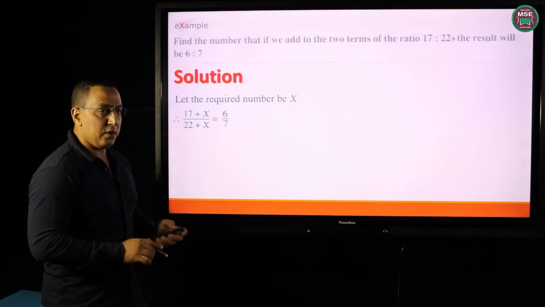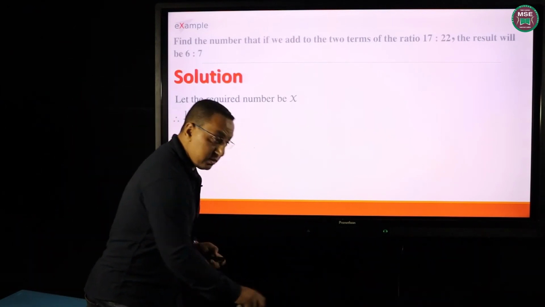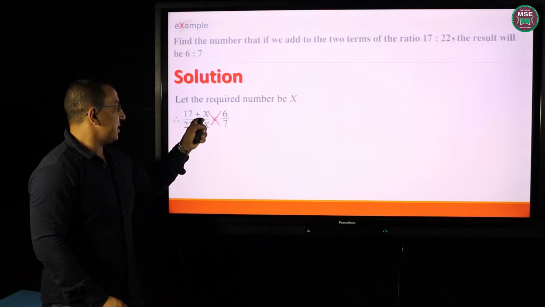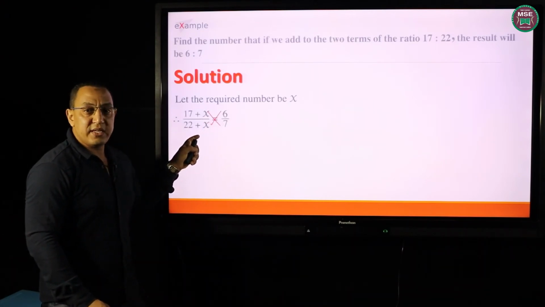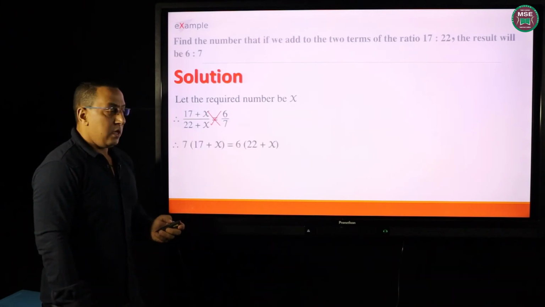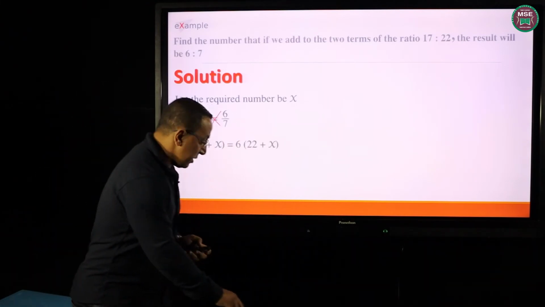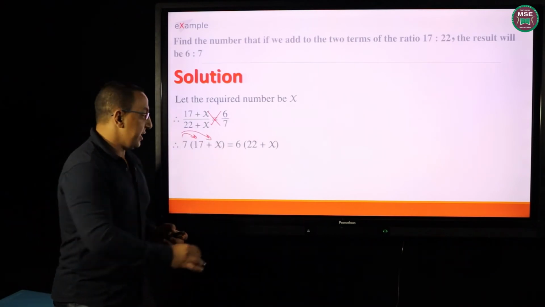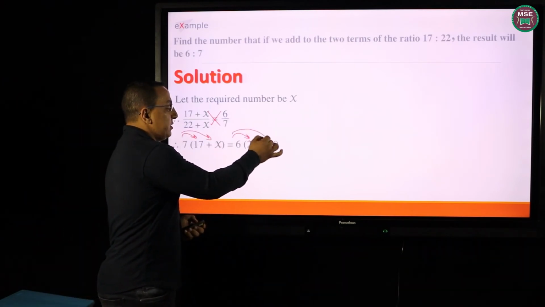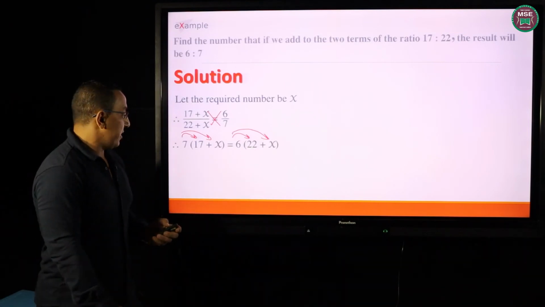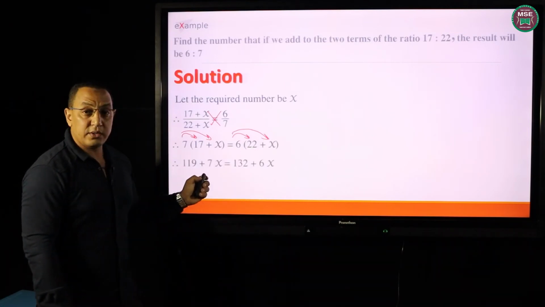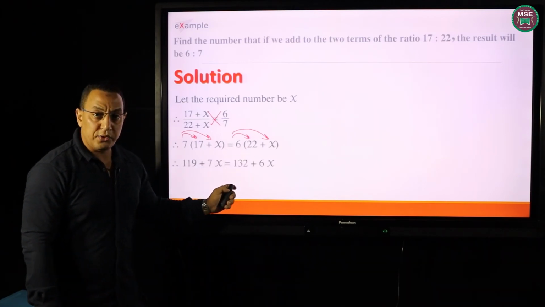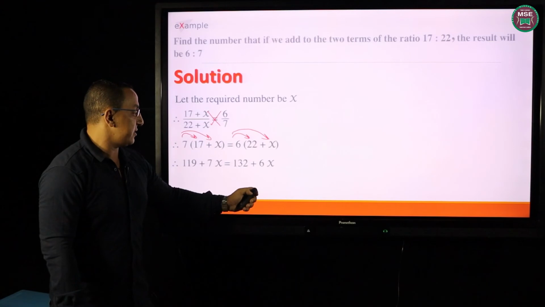Now I'm going to make a cross multiplication like this: 7 times this expression and 6 times this expression. It will be like this. Now I'm going to distribute 7 times 17, 7 times x, 6 times 22, and 6 times x. 7 times 17 equals 119. 7 times x equals 7x. 6 times 22 equals 132, and 6 times x equals 6x.